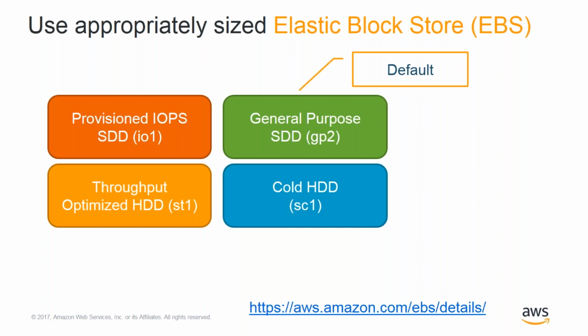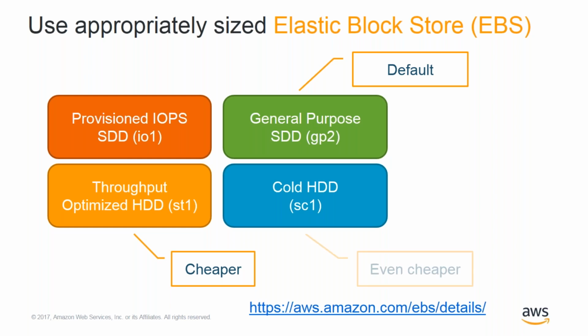So as mentioned, general purpose is the default. However, keep in mind there are some other options. Throughput optimized is cheaper than general purpose, roughly about 2 factors cheaper, so half as expensive. And finally, cold storage is even cheaper for workloads that don't need to access the data or have high throughput.